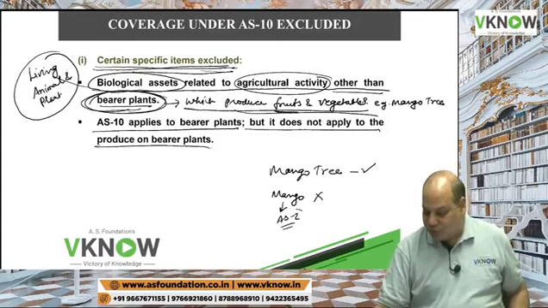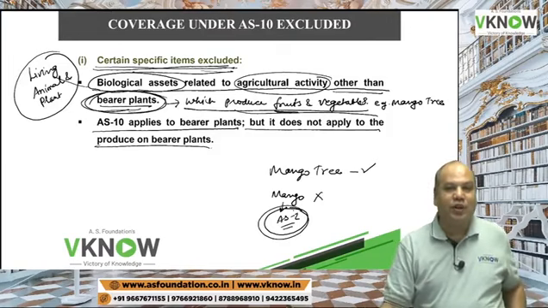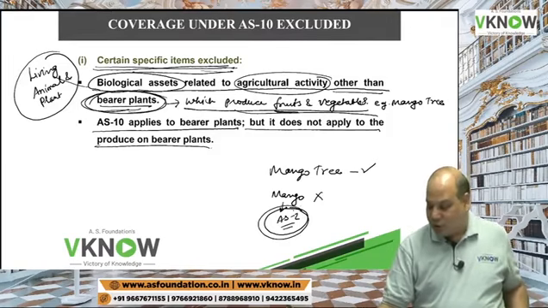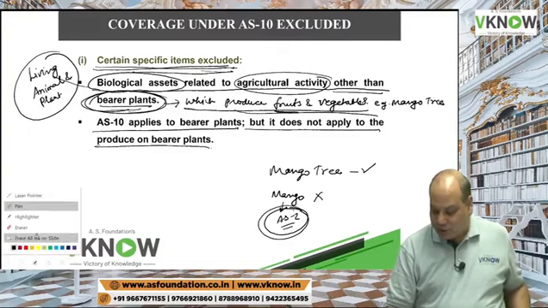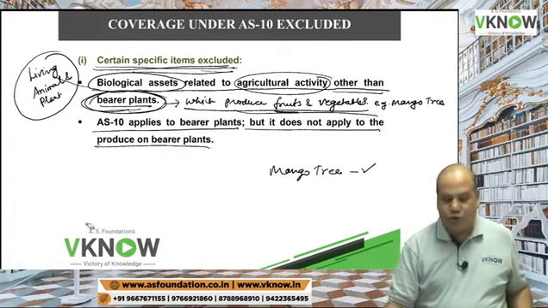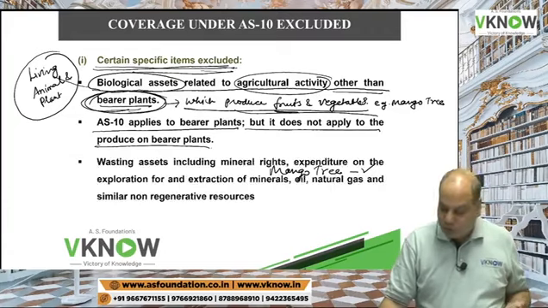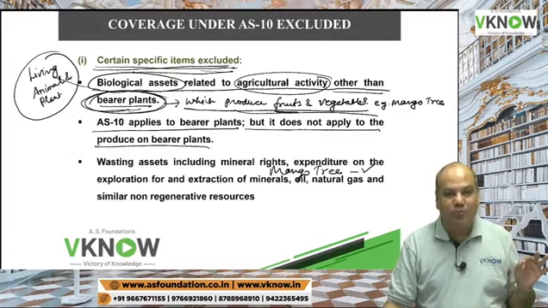AS2 will apply. And under AS2, they are also saying that producers' inventories are not covered. So right now in India, really speaking, there is no standard which deals with the fruits and vegetables which are producers' inventory. So they are usually valued at their NRV. So don't bother. Our topic is PPE.